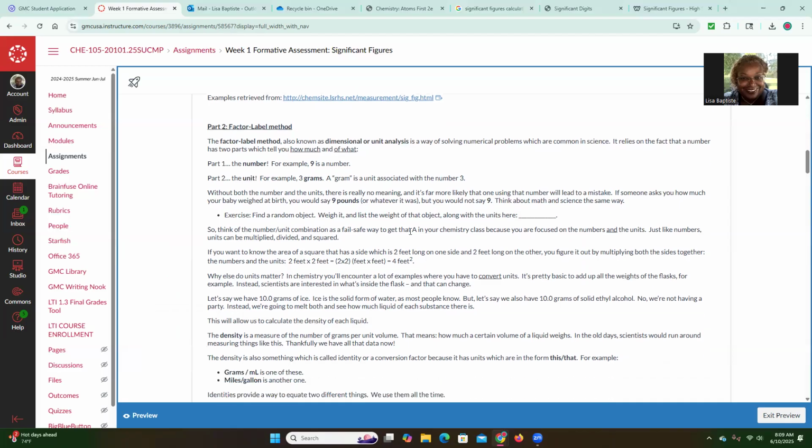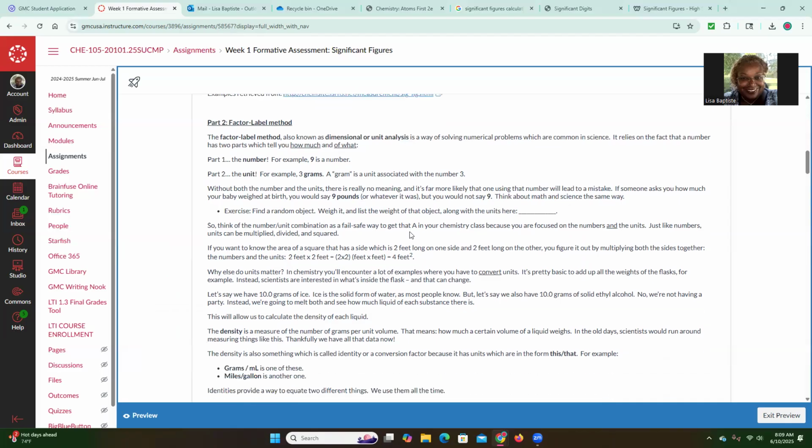And so if we don't use the number and the unit, then the number itself is just pointless. Like, for example, if you were saying something weighs 9 pounds, if somebody asks you how much it weighs and you say nine, that could be 9 pounds, it could be 9 grams, it could be 9 kilograms, it could be all kinds of things. And so you have to use the unit because it's very important.